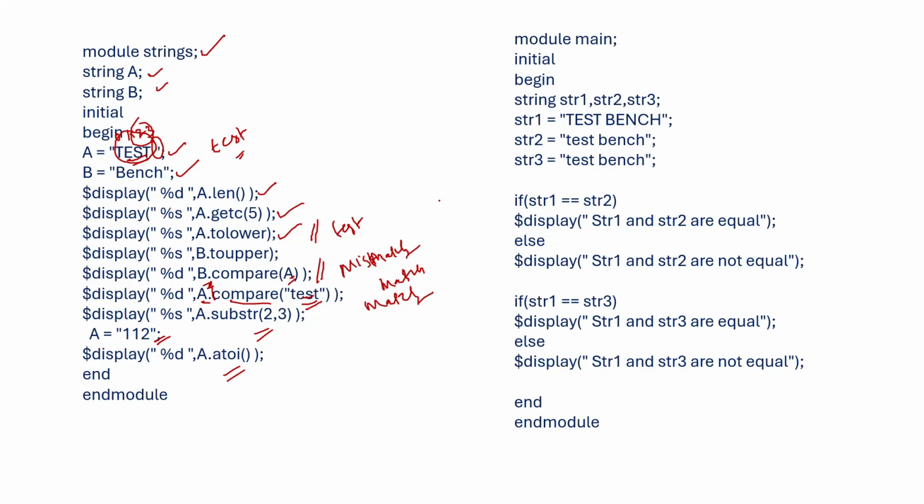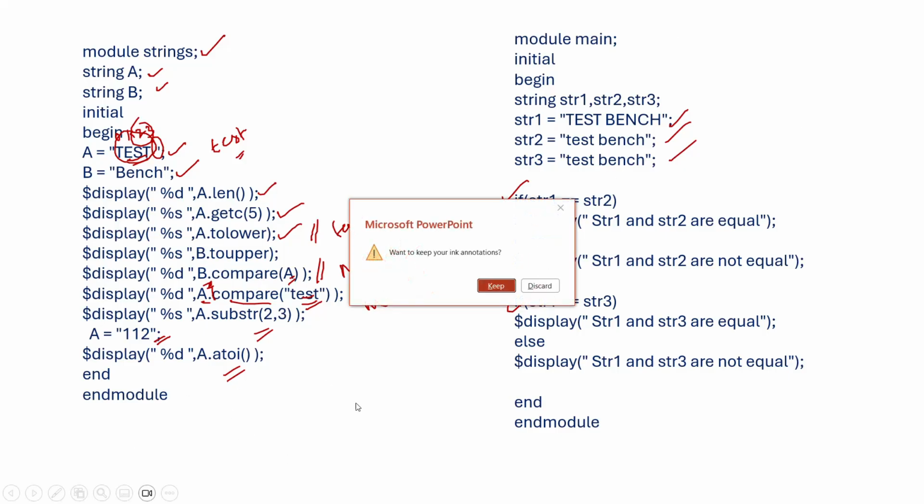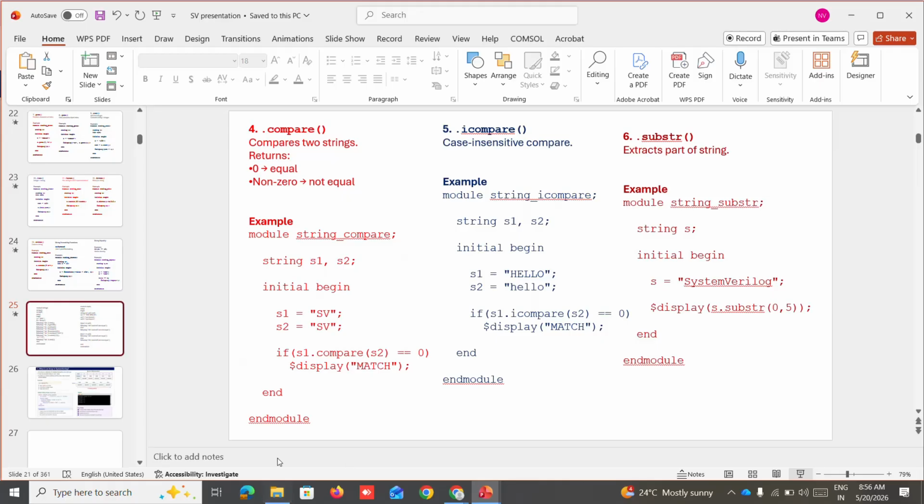And equality operations are also we are having, and then two strings are equal. I need to check that. See, test, bench, and then test bench, two three strings I have considered. If it is equal, then display the values. Okay, clear? Any doubt up to this?